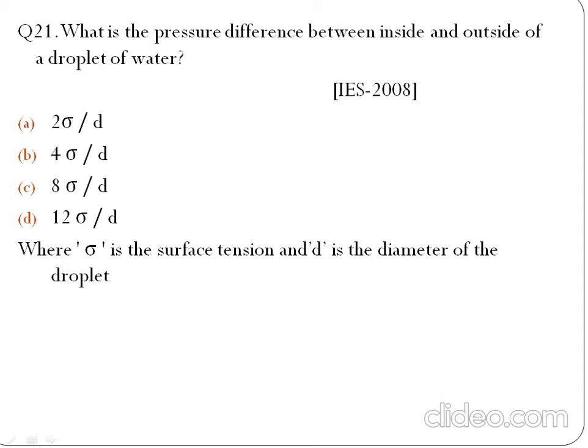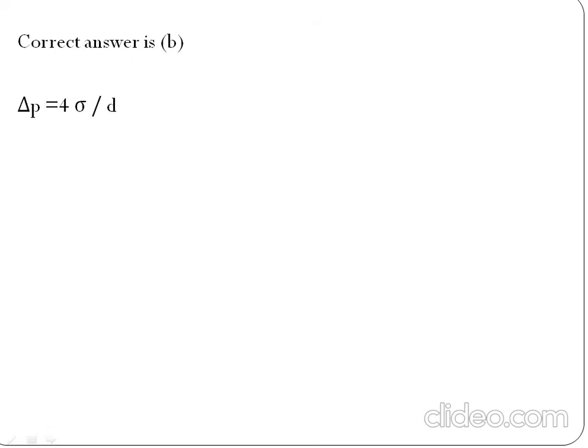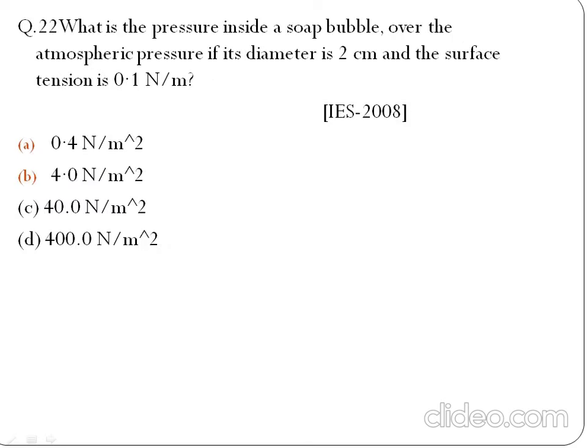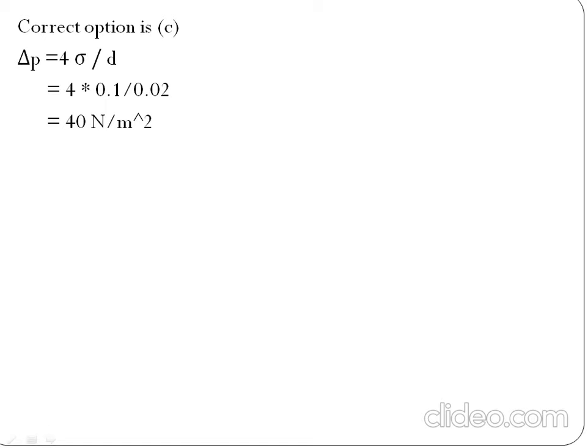Question 22. What is the pressure inside a soap bubble over the atmospheric pressure if its diameter is 2 cm and the surface tension is 0.1 Newton per meter? Option A 0.4 Newton per meter square, option B 4 Newton per meter square, option C 40 Newton per meter square, option D 400 Newton per meter square. So correct option is C, because we know del P is equal to 4 sigma by D. So 4 into 0.1 divided by 0.02, it comes out 40 Newton per meter square.